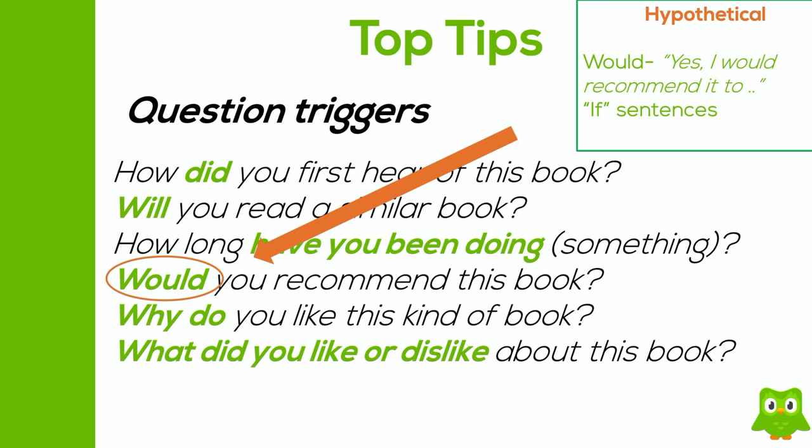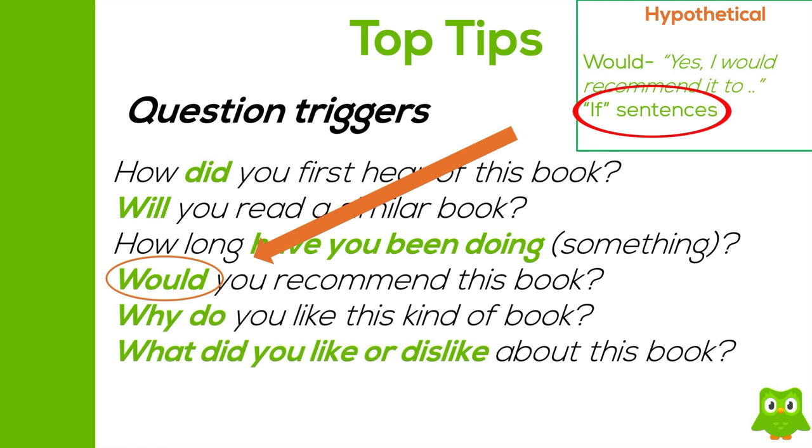Number four is particularly difficult and a lot of students lose points by answering this question wrong. This question is a hypothetical question. They usually come in the would form. So would you recommend this book? So to answer this correctly, you have to respond in a hypothetical way. So you could say something like, yes, I would recommend this book because I thought it was really inspiring.